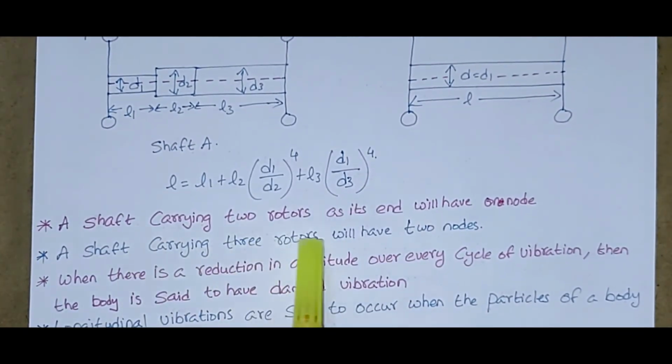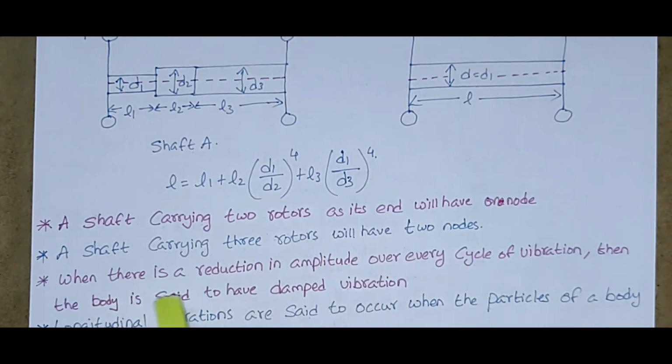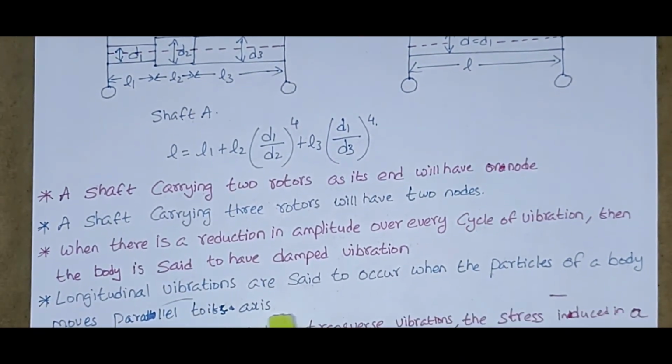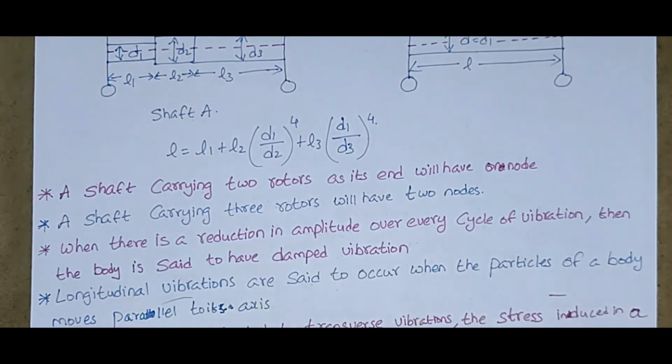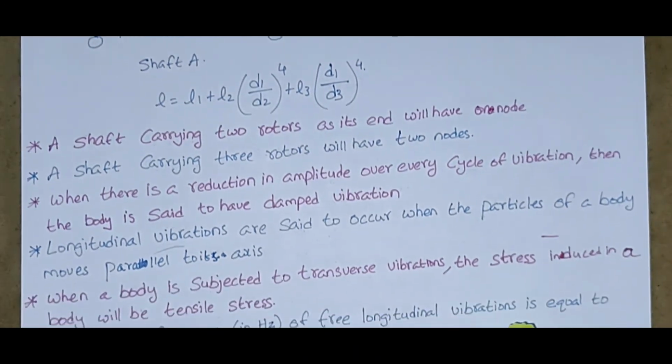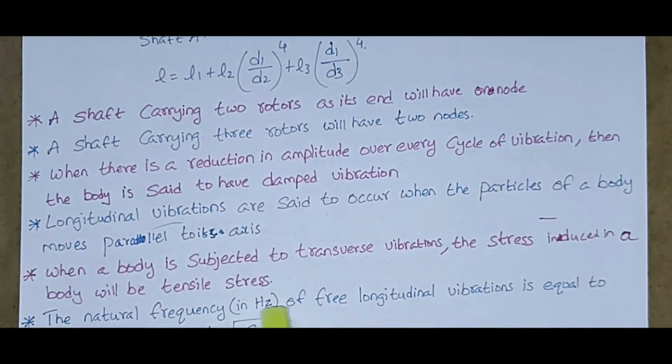A shaft carrying two rotors at its ends will have one node. A shaft carrying three rotors will have two nodes. When there is a reduction in amplitude over every cycle of vibration, then the body is said to have damped vibration. Longitudinal vibrations are said to occur when the particles of a body move parallel to its axis. When a body is subjected to transverse vibrations, the stress induced in the body will be tensile stress.